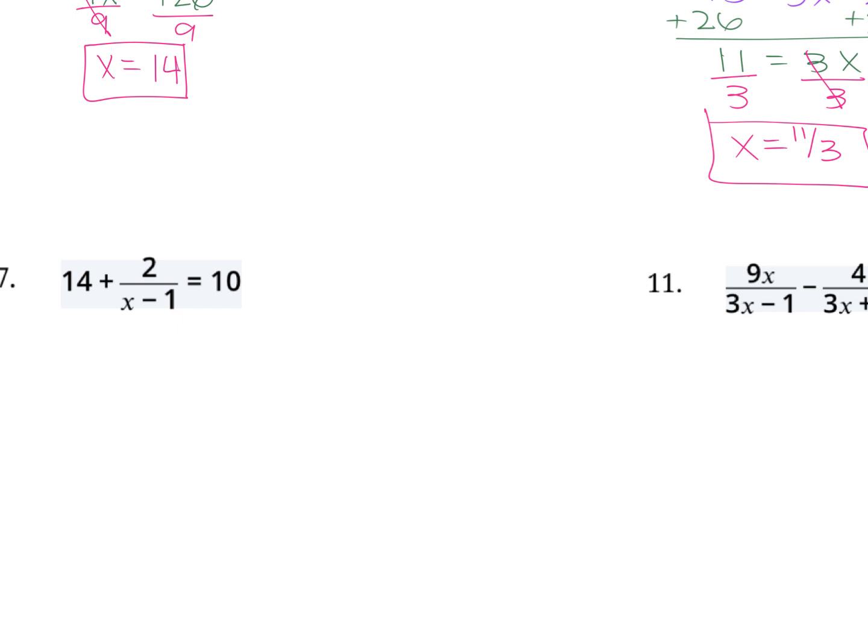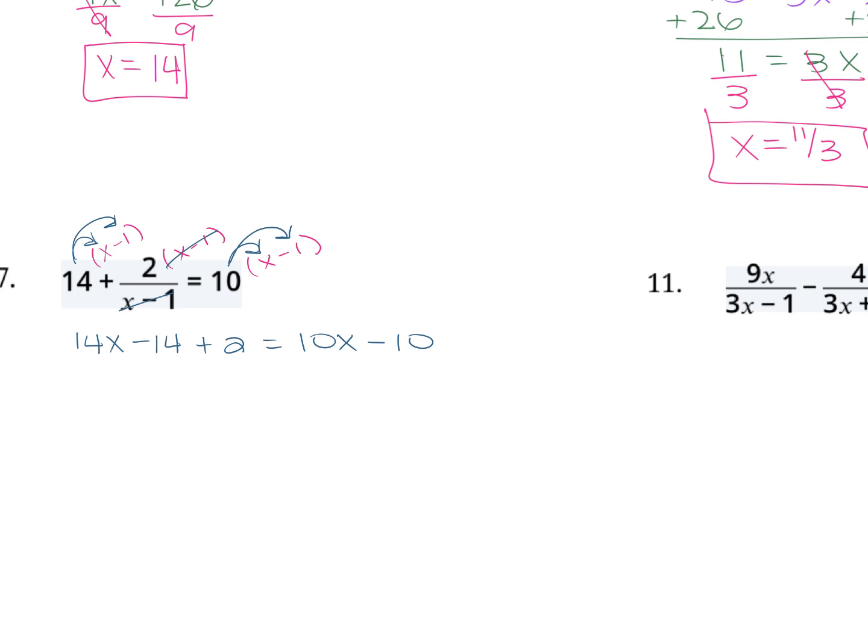Your denominator here is the x minus 1, so you're going to multiply every term by x minus 1. Your 14 times x minus 1, you're going to distribute the 14 in. That's going to give you 14x minus 14. The 2 times x minus 1 over x minus 1, those x minus 1s are going to cancel, so you're just left with 2. And then on the other side of the equal sign, you have 10 times x minus 1, so distribute that 10 in. You're going to have 10x minus 10.